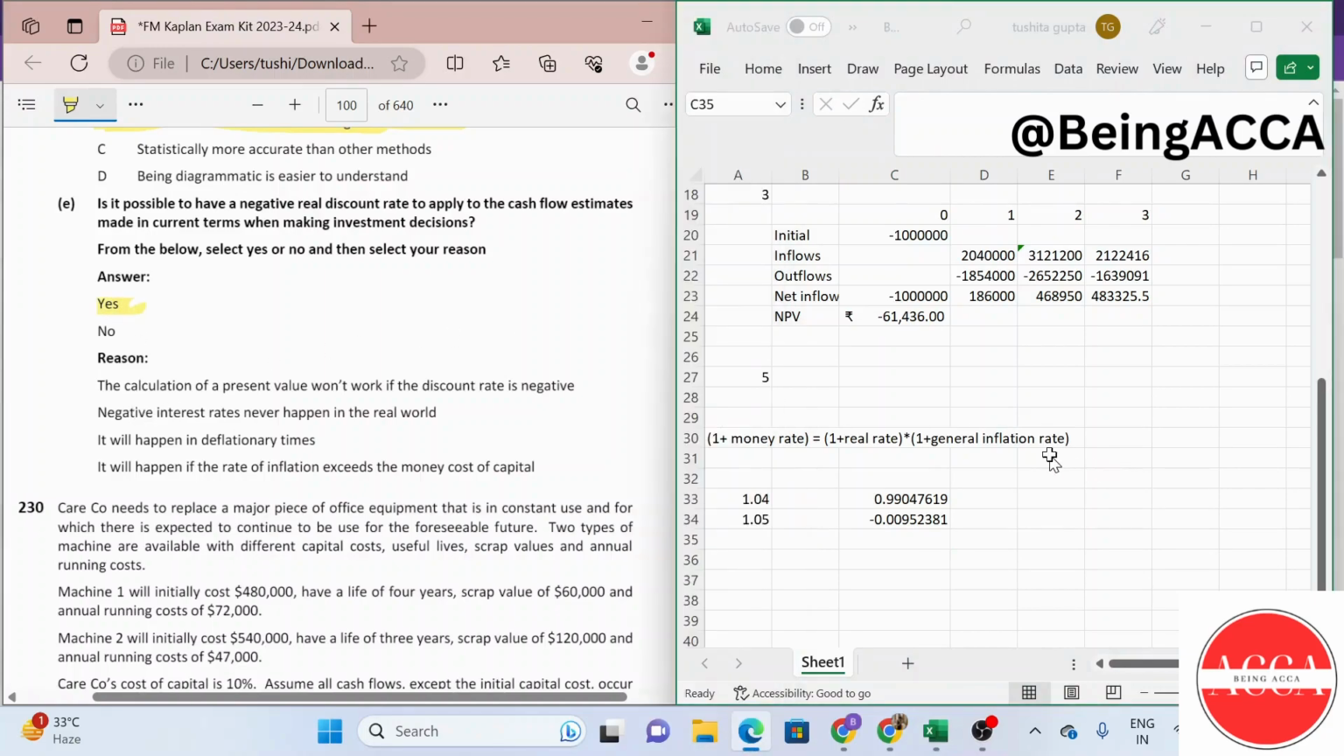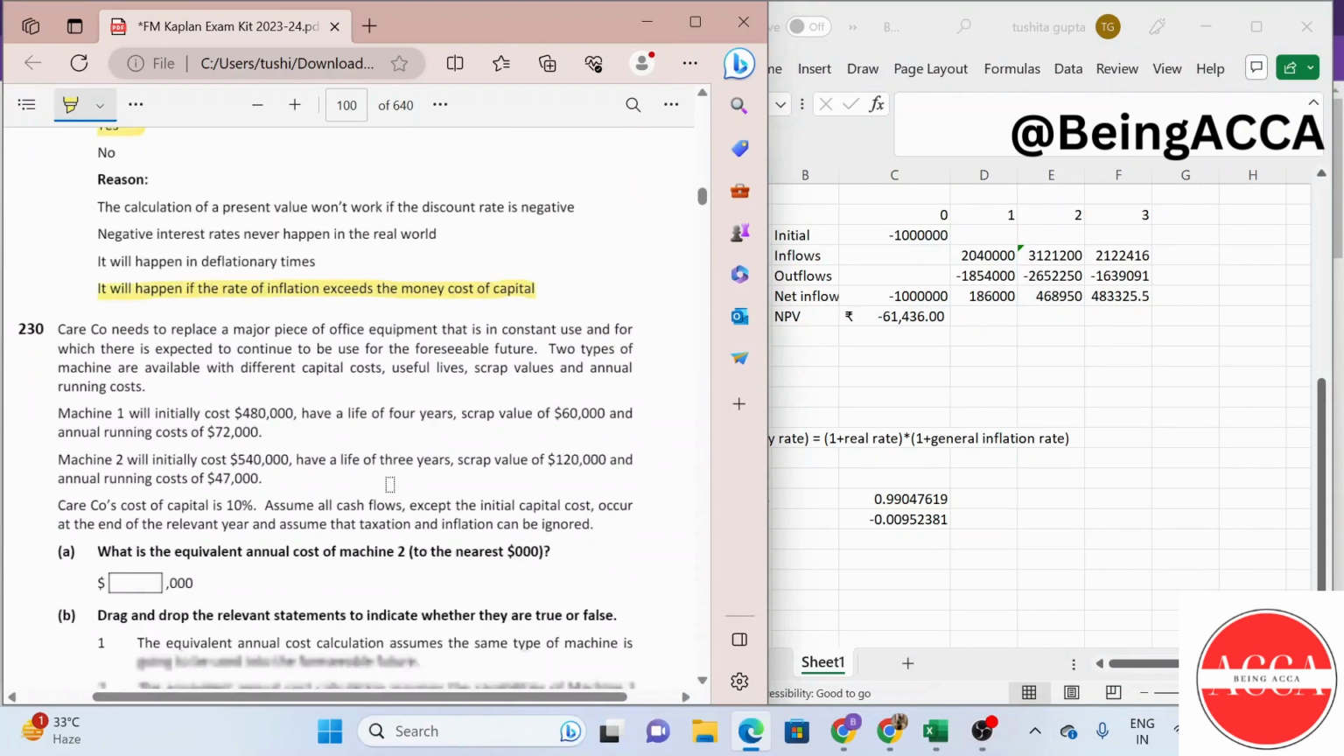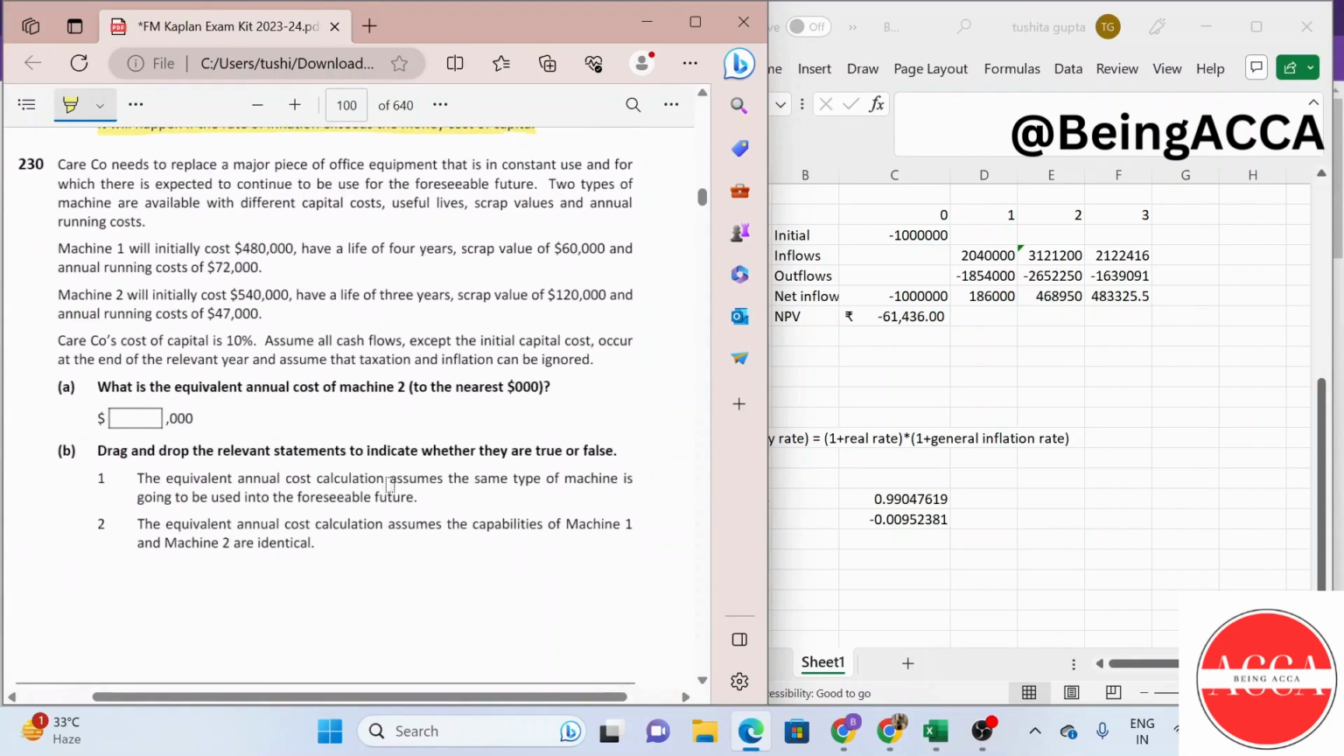And when will this be possible? We have our money rate as 4% and inflation is more than that, which is 5%. So this is this option. It will happen if the rate of inflation exceeds the money cost of capital. So with this, we have come to an end to this question. Let's move to the next one.